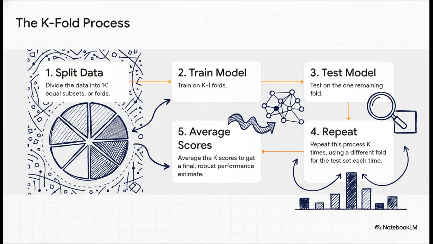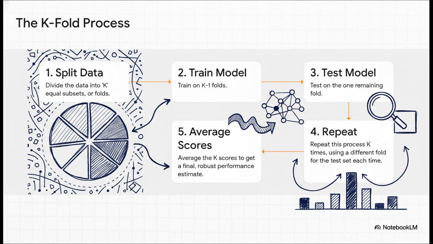With K-fold, what we do is we split our data into, let's say, 10 different sections or folds. Then we train the model on 9 of those folds and we test it on that one last fold we held out. And then we just repeat that process 10 times, each time using a different fold as the test set. By the time we're done, every single data point has been used for testing exactly once. All we have to do then is average those 10 scores, and what we get is a much more robust estimate of performance.